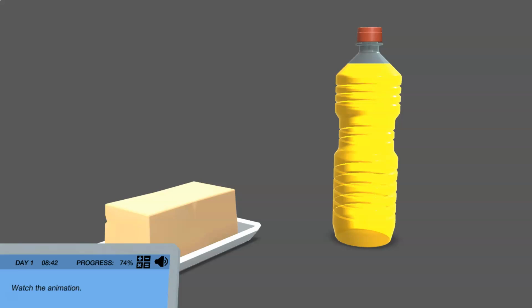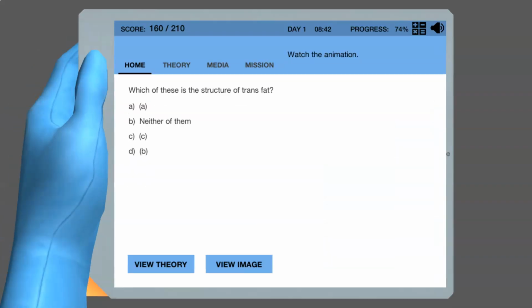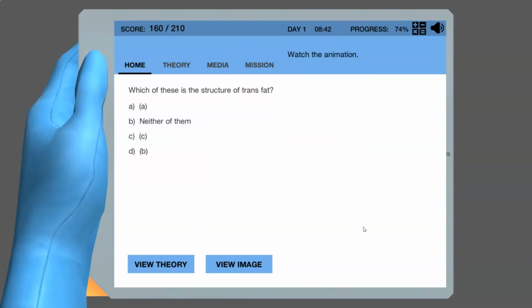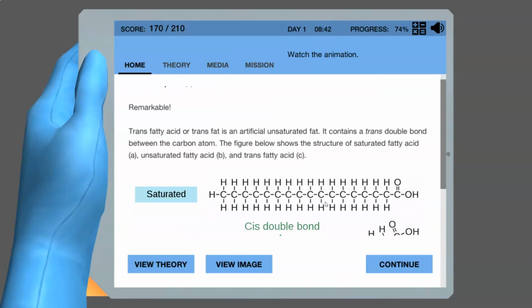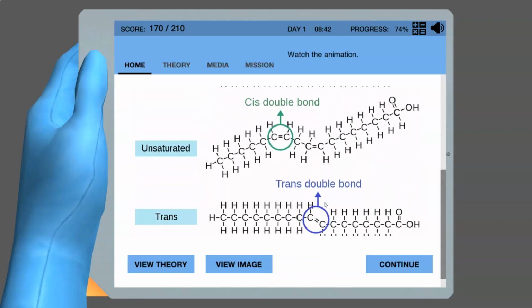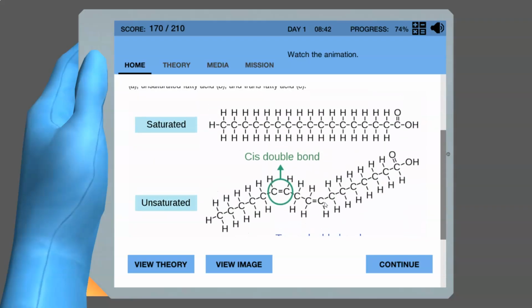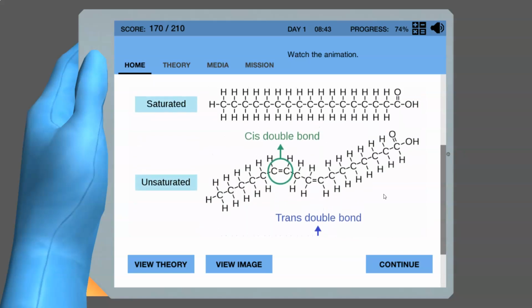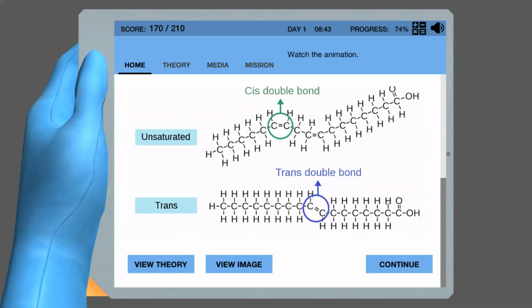A trans fat is unsaturated fat that is uncommon in nature. It is formed when unsaturated fats are synthetically converted to saturated fats by adding hydrogen. Which of these is the structure of trans fat? Trans fatty acid or trans fat is an artificial unsaturated fat. It contains a trans double bond between the carbon atoms. The figure below shows the structure of saturated fatty acid, unsaturated fatty acid, and trans fatty acid.